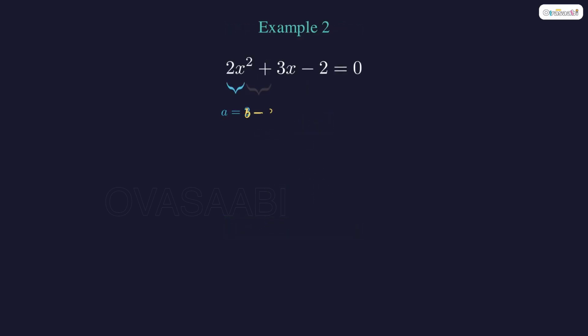Example 2, slightly harder. 2x squared plus 3x minus 2 equals 0. Here a is 2, b is 3, and c is negative 2. Watch that negative sign carefully.